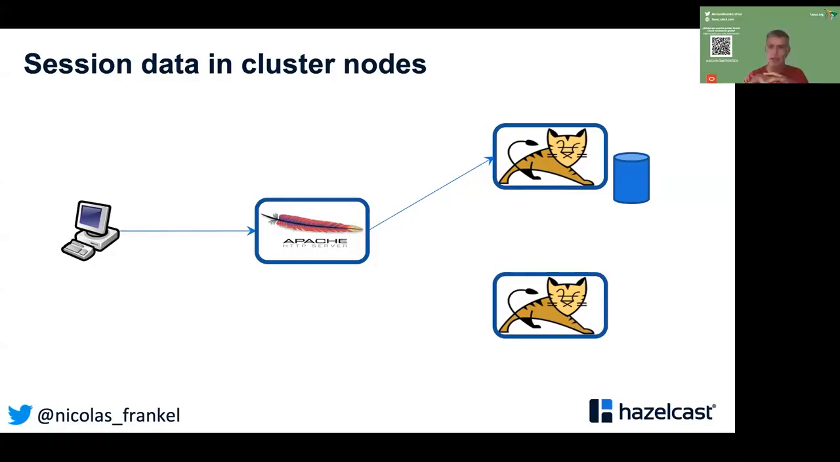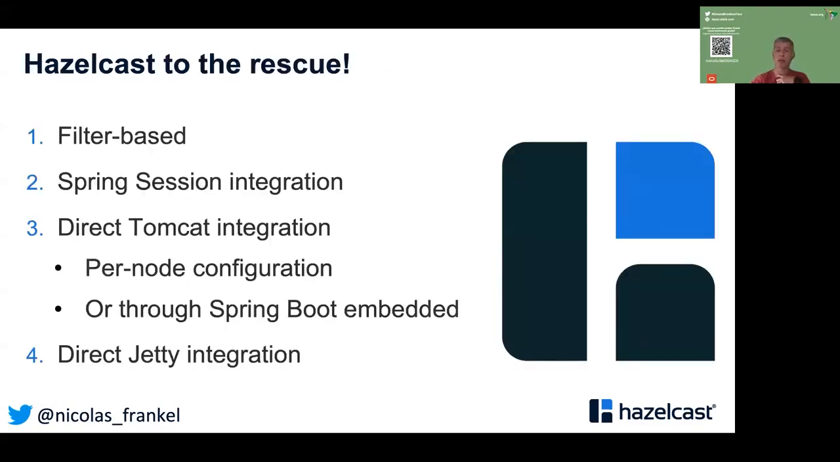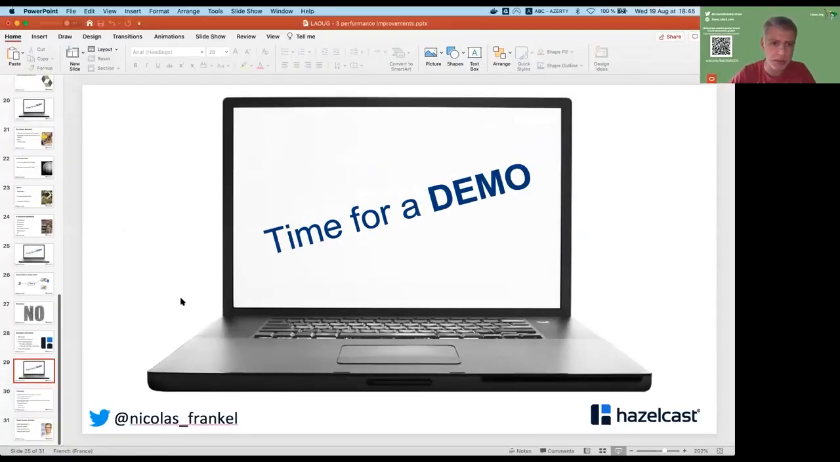We want the session data to be replicated across all nodes on the cluster. But Hazelcast can help you with that as well, because we have different integration points. So we have a solution that is solely based on filters. We have a Spring Session integration implementation. We have a direct Tomcat integration, either directly on the Tomcat or through Spring Boot embedded, if you are using those self-executing jars that embed Tomcat, and the same goes for Jetty. So this is my last demo. And in this demo, I will show you how to do session replication.